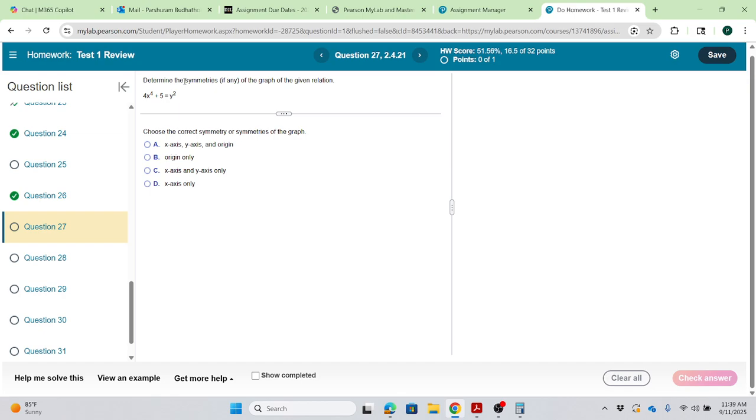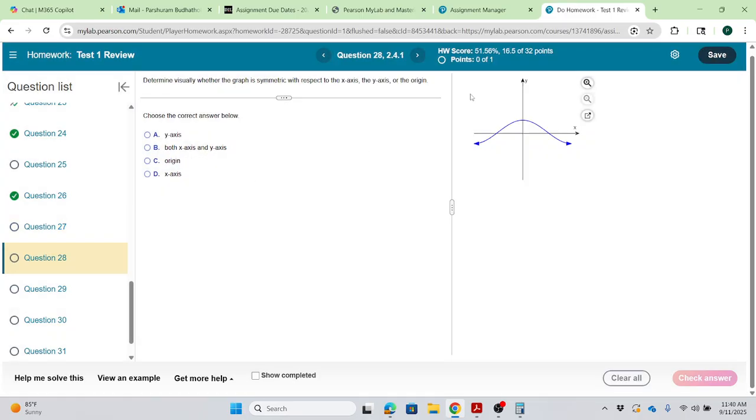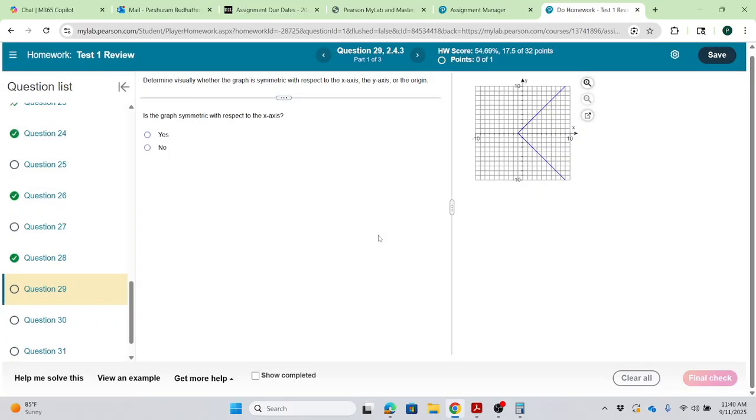Okay, symmetricity: do the same thing, replace x by negative x, y by negative y, whatever I did for the previous problem, and find out the symmetricity. Okay, this graph is symmetric with respect to the y-axis. That's the definition, and it's clear here. That's actually the definition of an even function, but they're not asking us about the even function here.